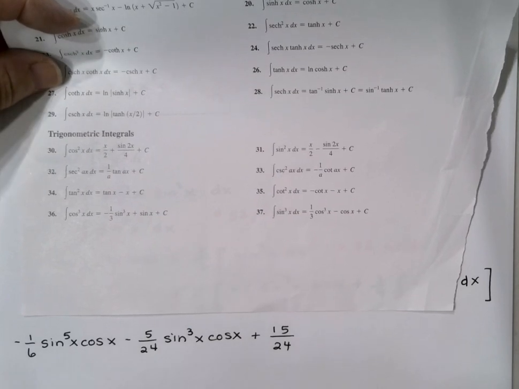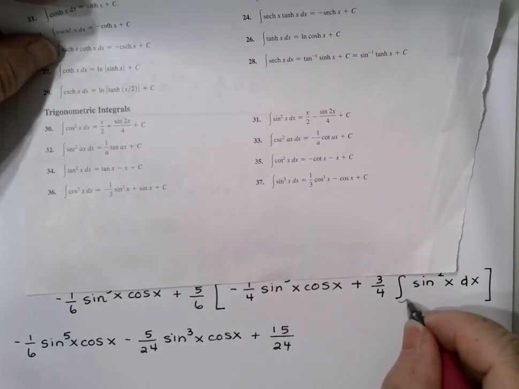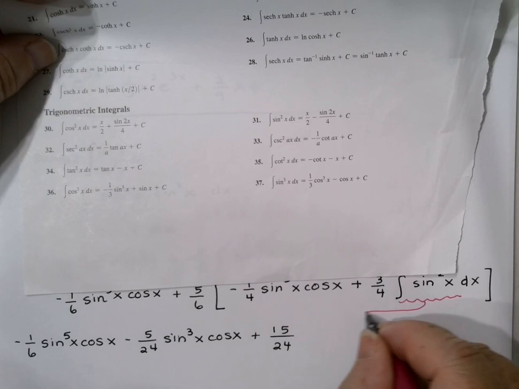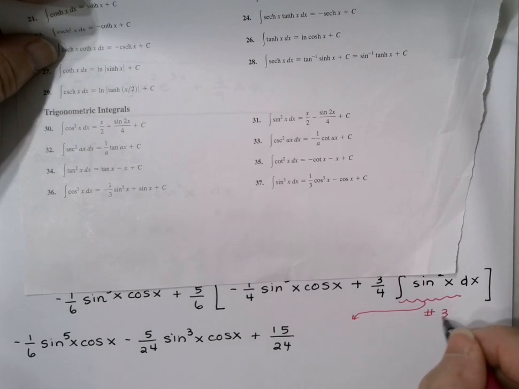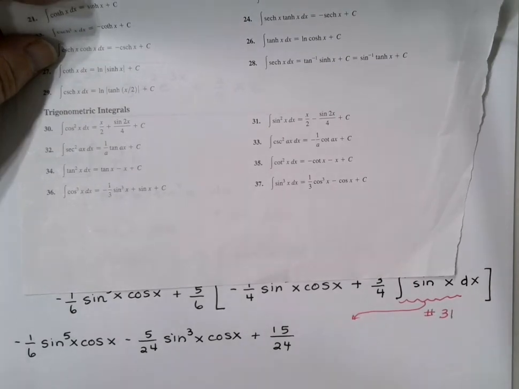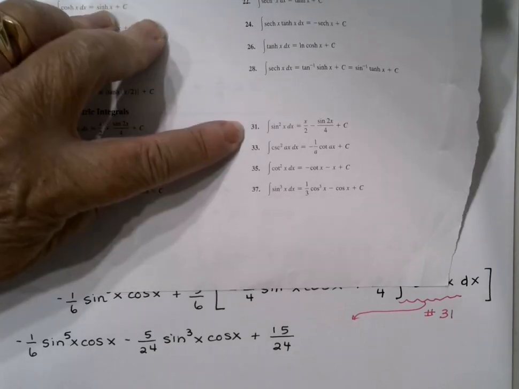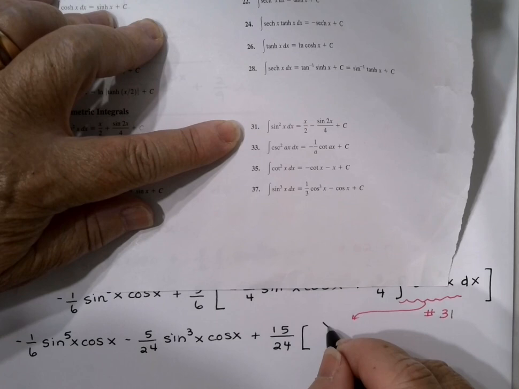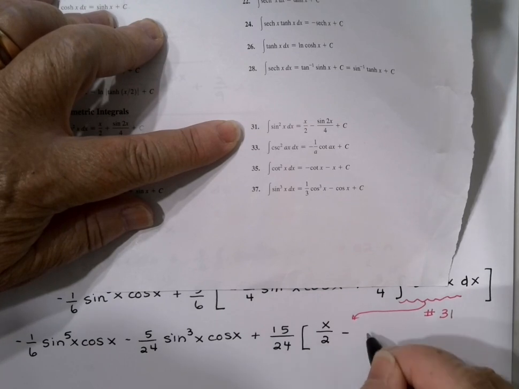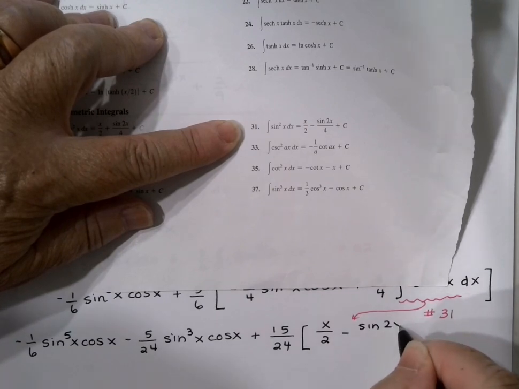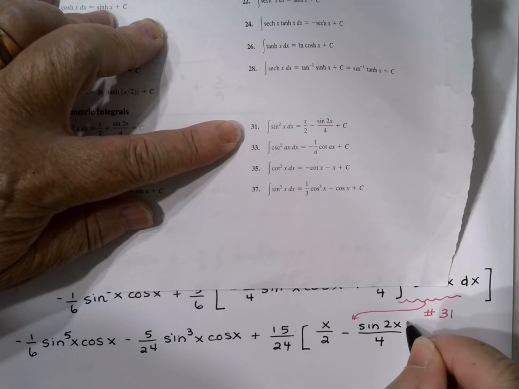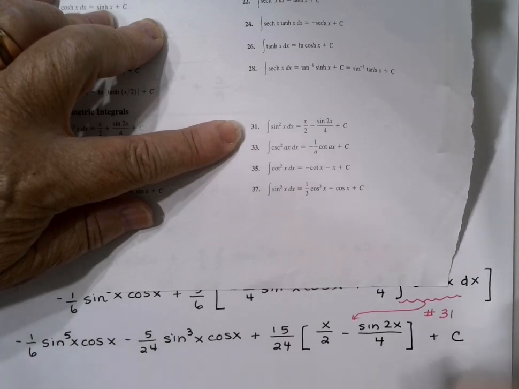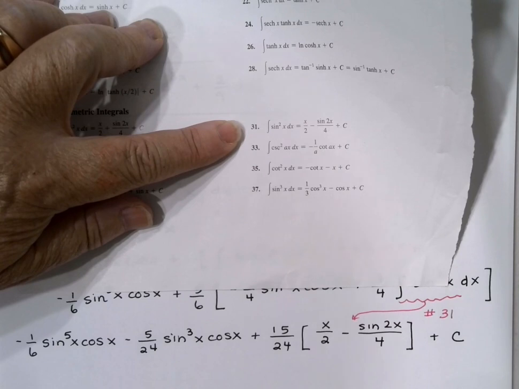So I'm going to go ahead and say, in order to do this one, I'm just going to use number 31. And that's x over 2 minus sine 2x over 4. And then my plus c for the whole thing.